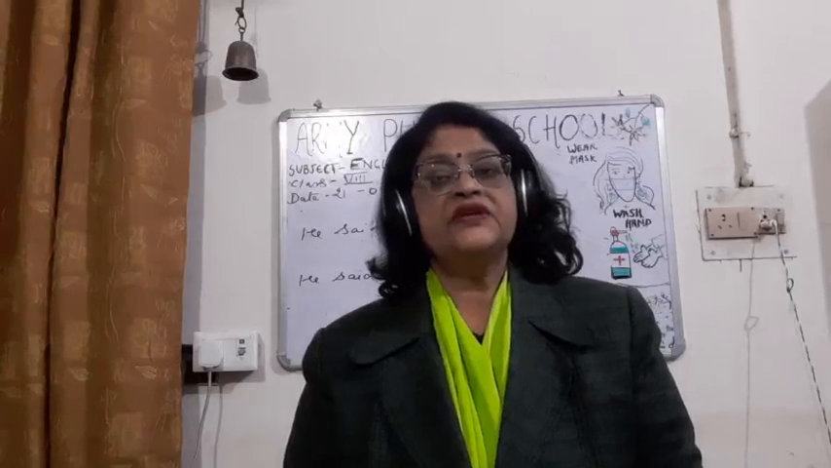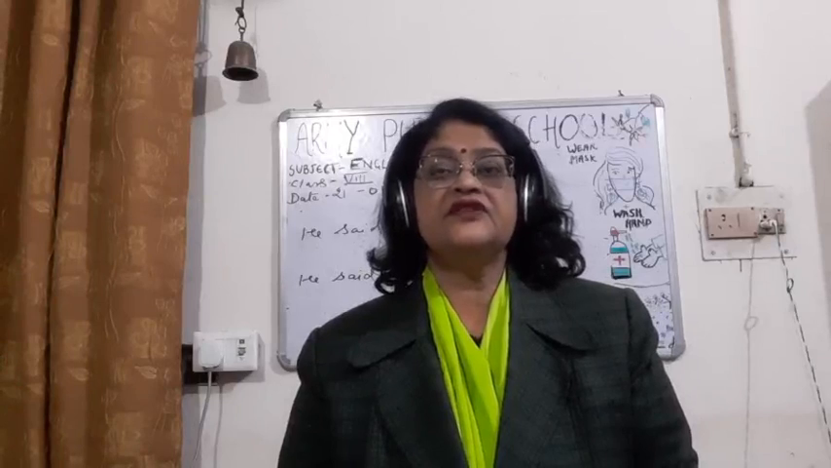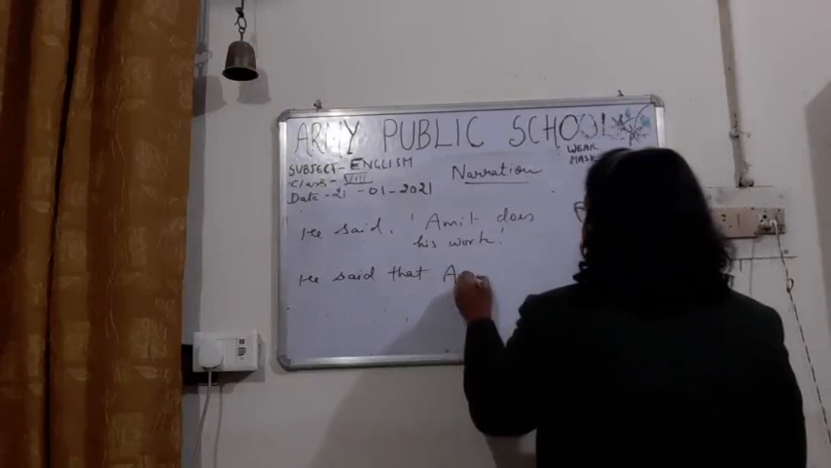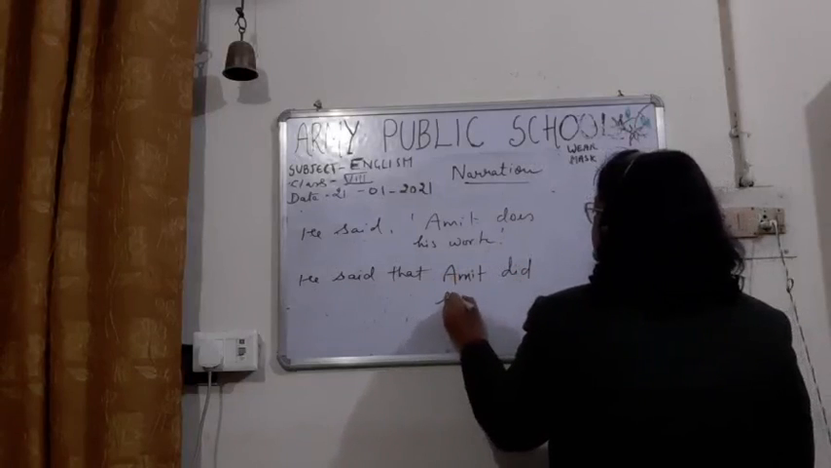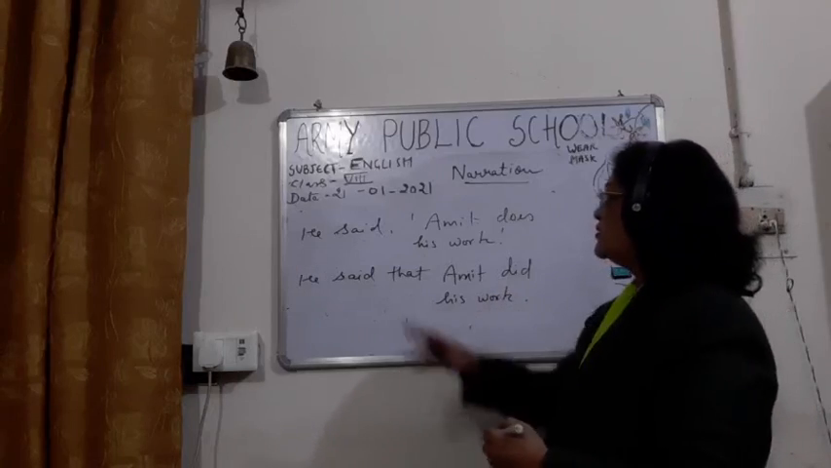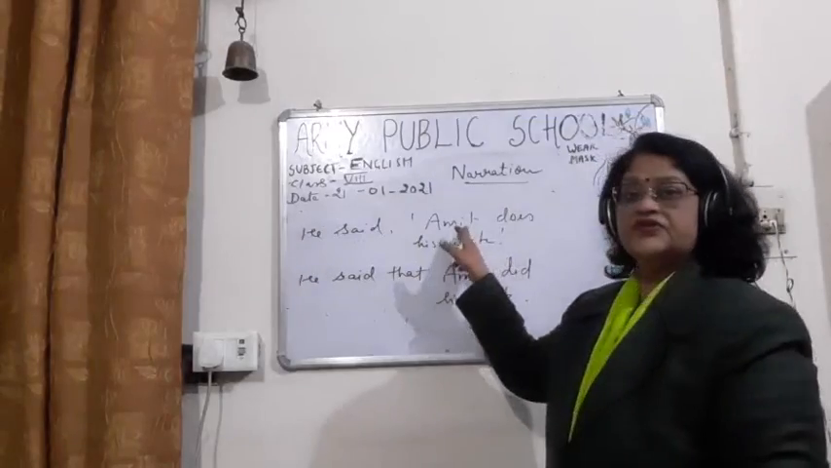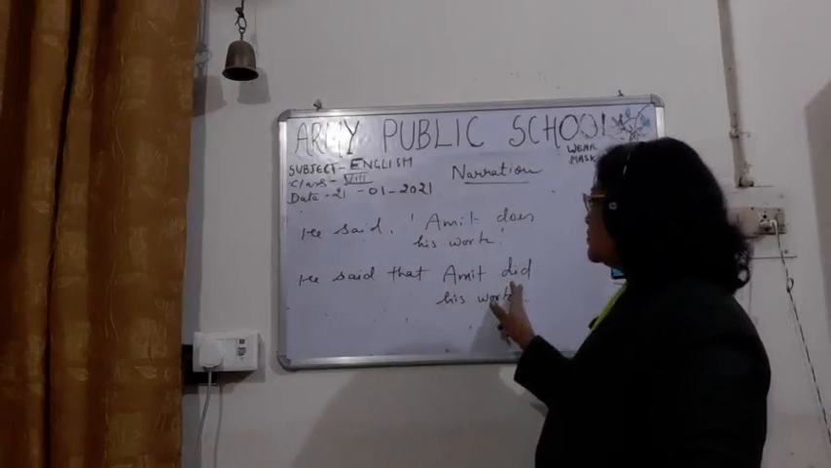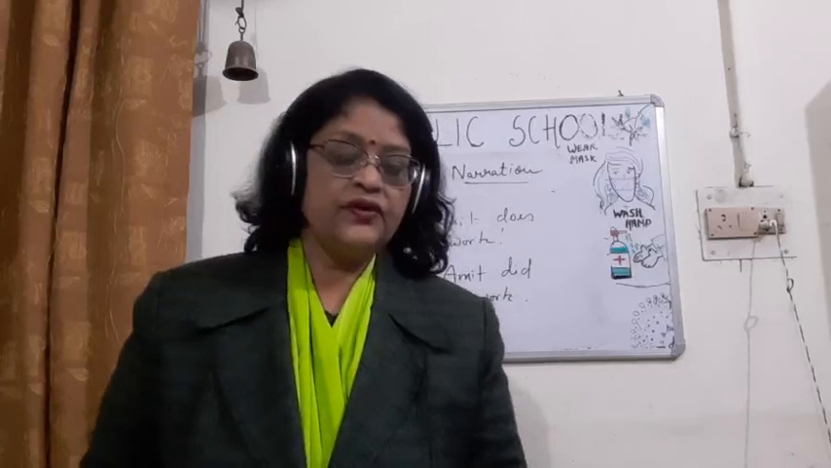But then the tense will change. So does is simple present tense. Simple present tense changes into simple past. So what will be the answer? Amit did his work. Remove the inverted comma, add the conjunction that. Amit is a third person, so there is no change in the pronoun. Simple present does will change into simple past, did his work. So this is one of the ways.